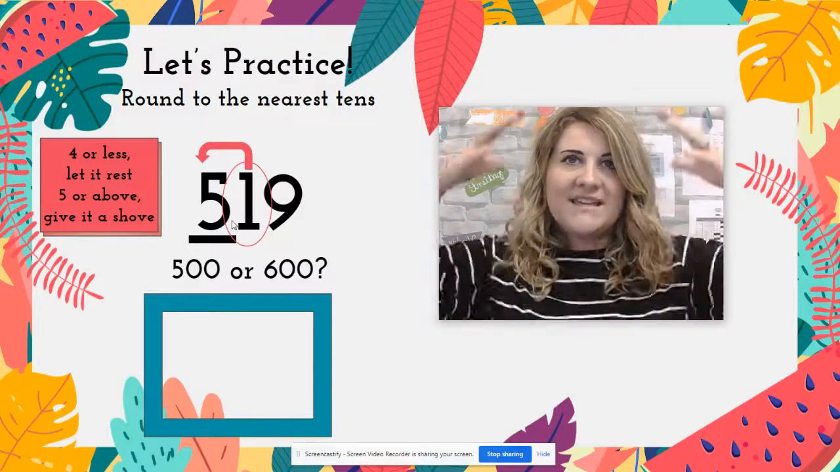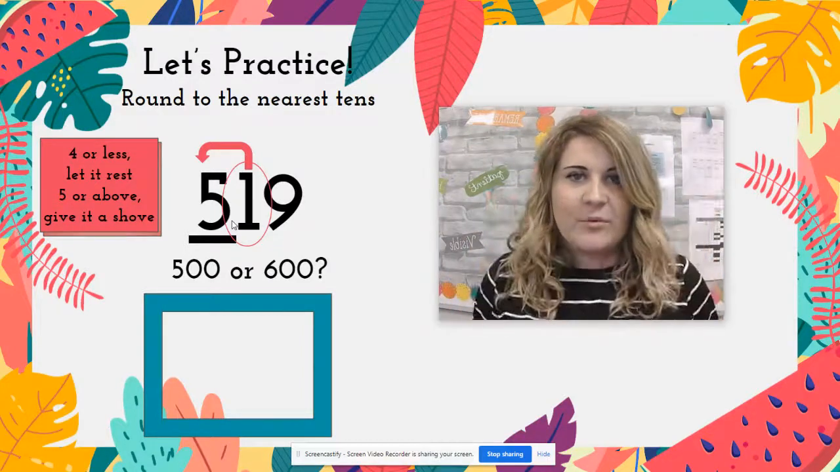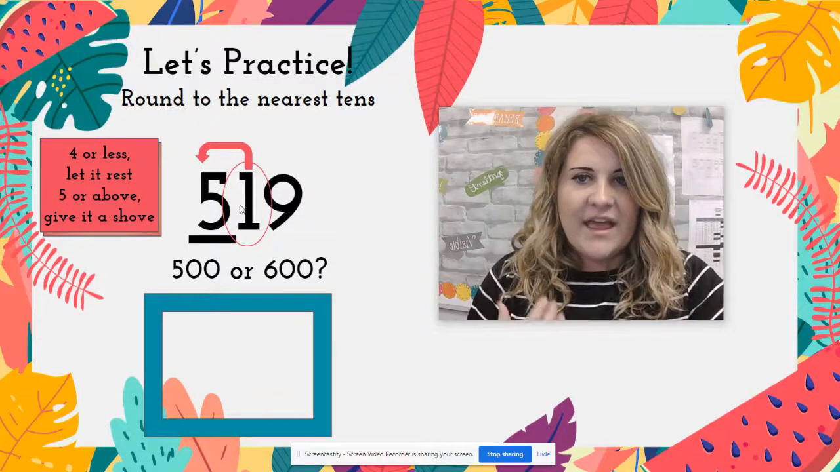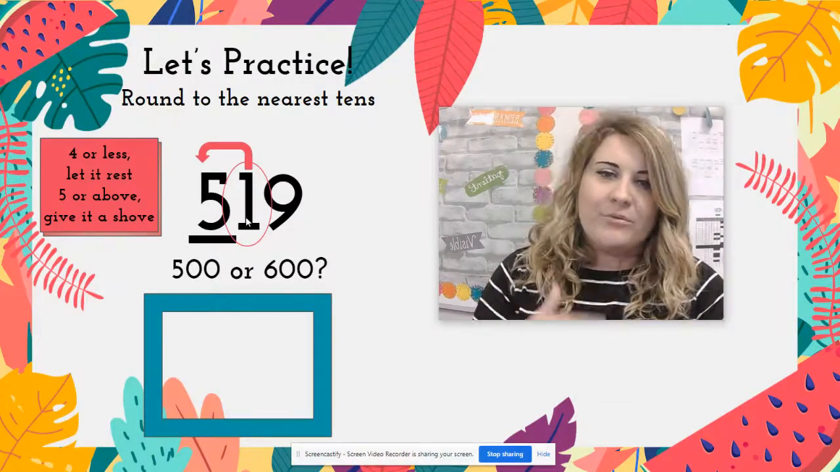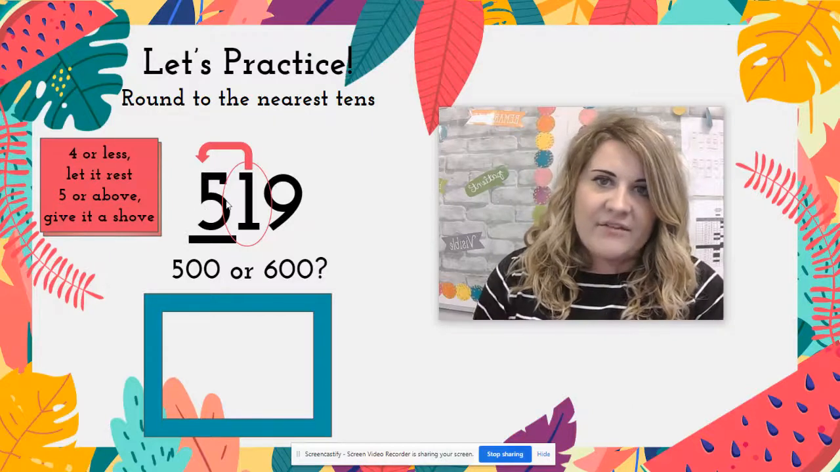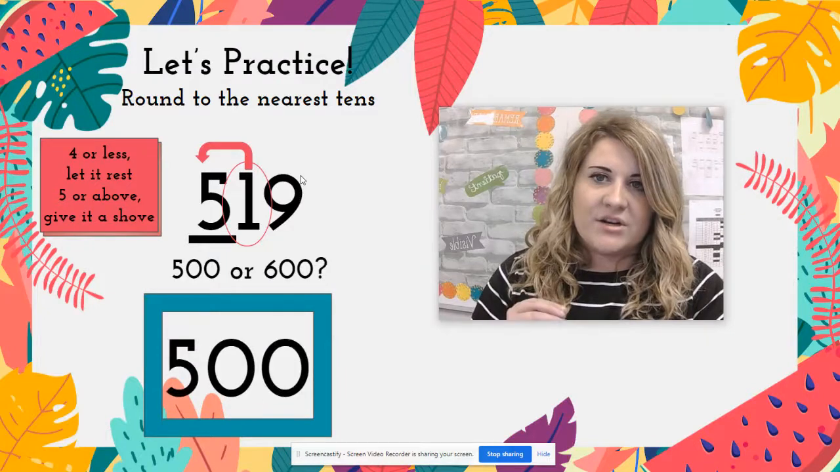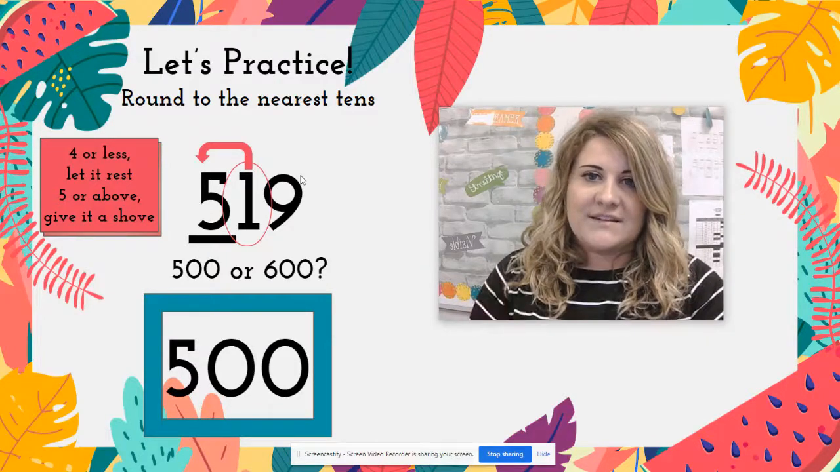The circled number is the spotlight number. It's the one telling the other number what to do. So the 1 here is the star, and he's telling the 5, hey, I'm 4 or less. I'm going to let you rest, okay? 5 is just going to stay a 5. The 1 and the 9 both become what? 2 zeros because we are rounding to the hundreds, and 100 has zeros.